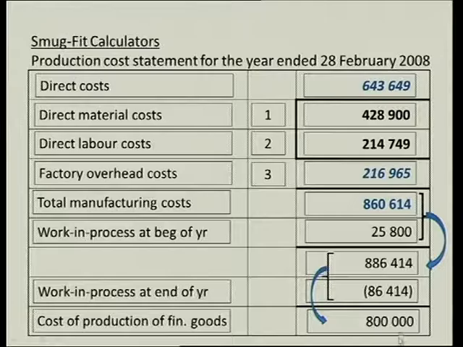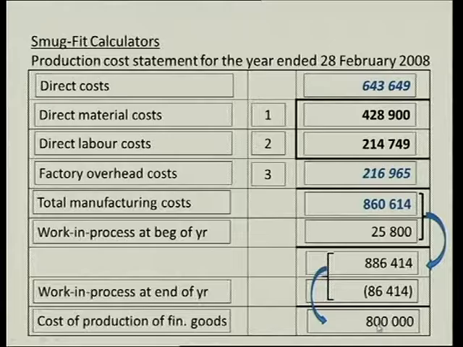Someone said to me, my adding was wrong. I don't think my adding was wrong, learners. You must have written an amount down incorrectly, but that is the correct amount. Cost of production of finished goods, 800,000. And that is the reason why we calculate our production cost statement.